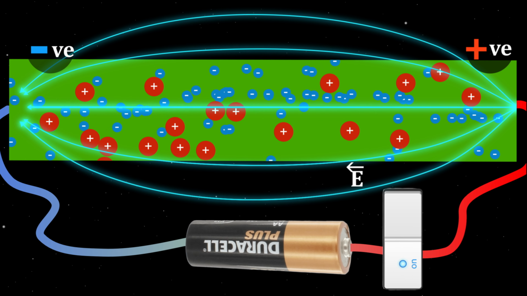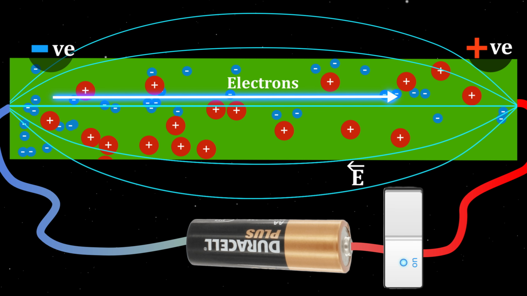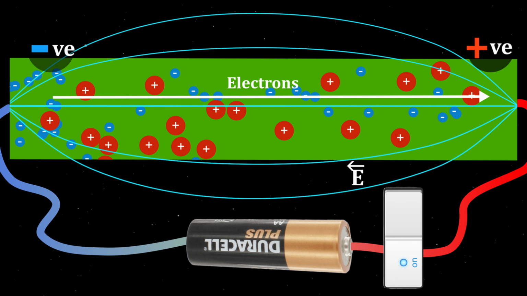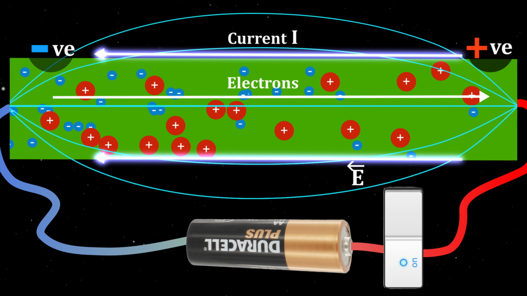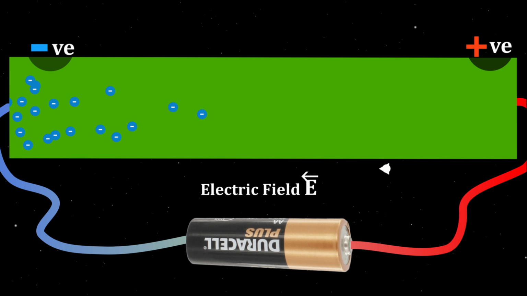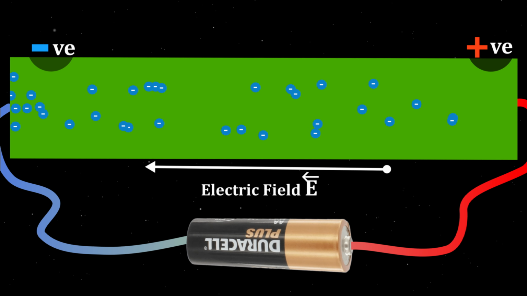To simply put, when a switch is turned on, the electric field is produced from the positive end to the negative end. The electrons start moving from the negative end to the positive end, and there is a flow of current from the positive end to the negative end. So remember that the direction of current will always be in the opposite direction of the flow of electrons and in the same direction as the electric field.